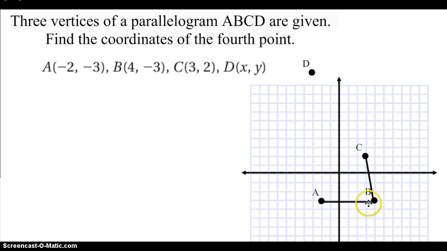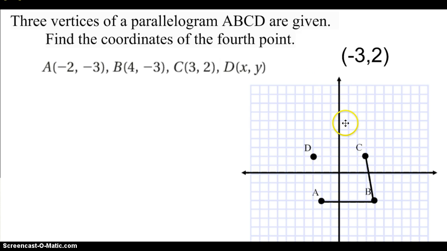Since this is horizontal, I could easily count from B to A is 1, 2, 3, 4, 5, 6. Well, I could go up to 6 and count over 1, 2, 3, 4, 5, 6 and put my point right here. So my answer would be -3, 2.